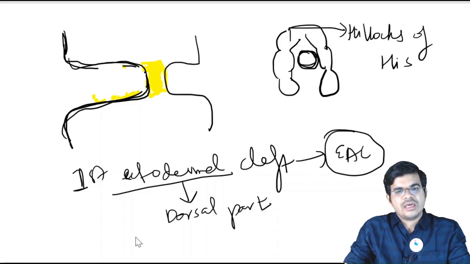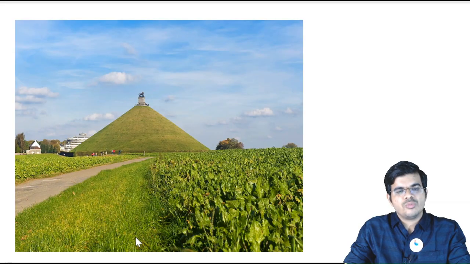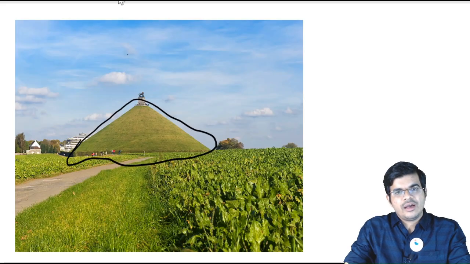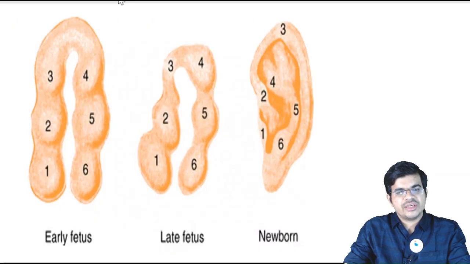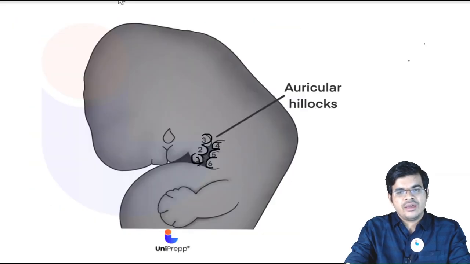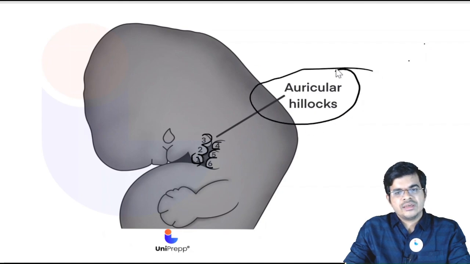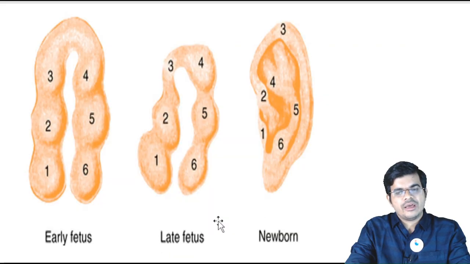Now what do you mean by a hillock? Hillock is the other name for a small hill, because this thing actually resembles a small hill around the ectodermal cleft, as you see here. It is seen as a small hill like this, isn't it? And that's why it's got the name auricular hillock.